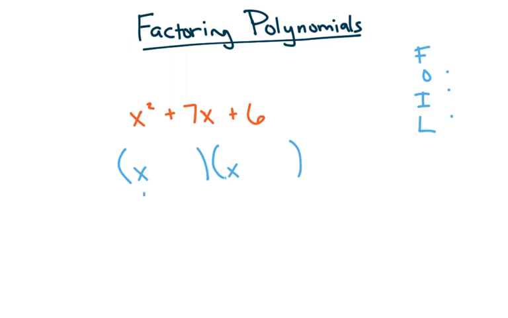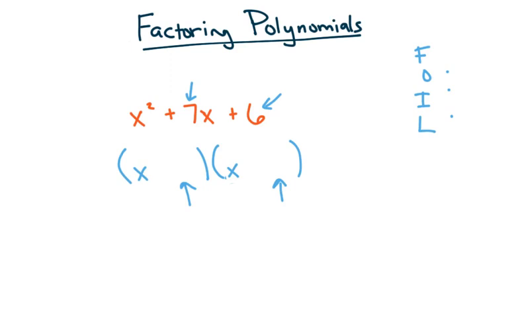The outsides refer to this position and this position. We can't really do anything with that. We're not entirely sure what that second value is. Same thing with inside. It's right here and here, but we run into the problem once again of not having enough information. So we go to the last values. The last refers to here and here, which we don't know either of, but what we do know is that they should multiply to equal 6, which is the constant in this trinomial, and they should add up to equal 7.